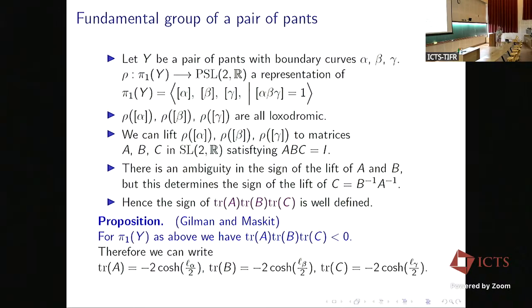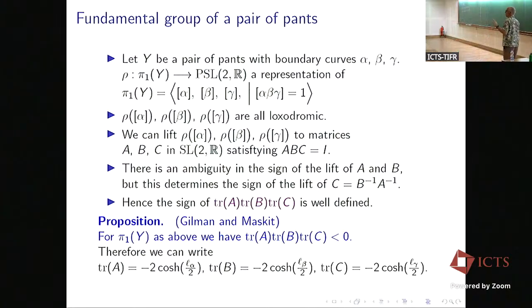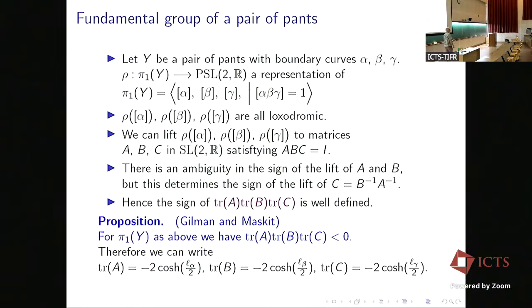So that's well defined, and this is like a paraphrase of a result of Gilman and Maskit. Now this result was actually known a long time ago. I don't think anybody ever wrote it down until Gilman and Maskit did. So I say that it used to be a folklore theorem, but they really wrote it down and they did it properly. And so I'm going to attribute it to them, but I think it was known before that if you have a pair of pants, then the product of the traces has to be negative.